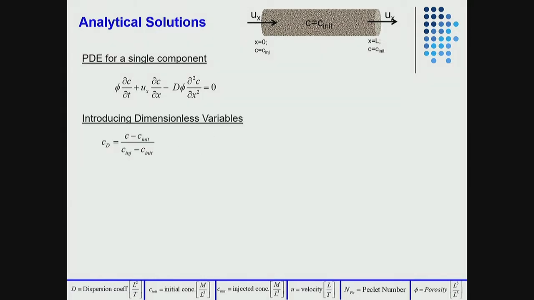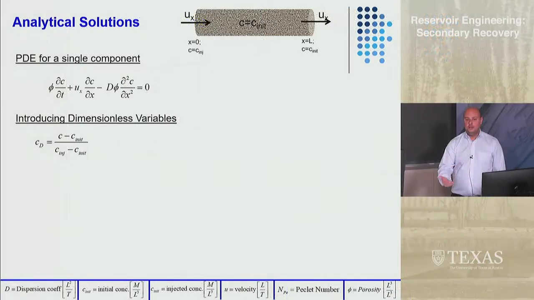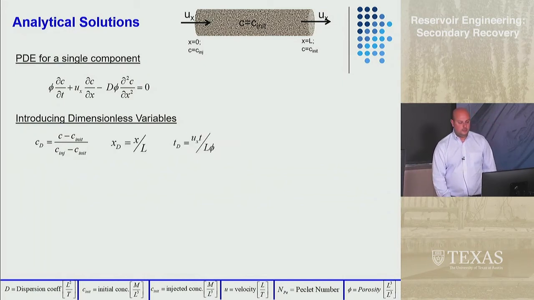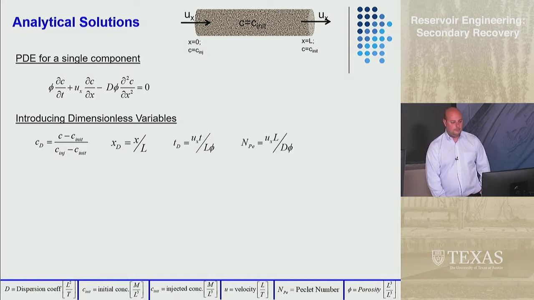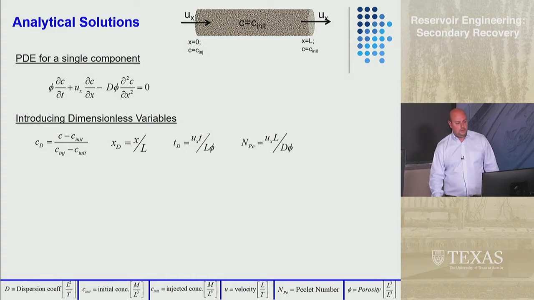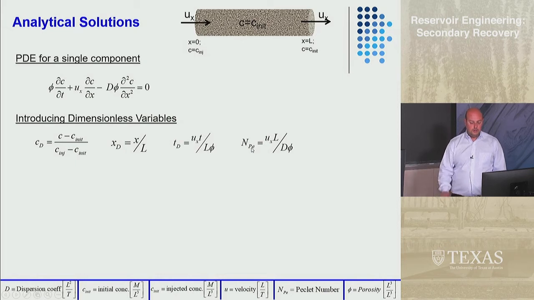We often present this in dimensionless form, so we introduce the dimensionless concentration in this way, where C init is the initial concentration in the porous medium, and C inj is the injected concentration. XD is the dimensionless distance, TD is the dimensionless time, and Peclet is this ratio of advection to dispersion. So if the Peclet number is very large, then advection dominates. In fact, you can ignore this term altogether. If Peclet number is moderate or low, then dispersion is large, and you need to keep that term.